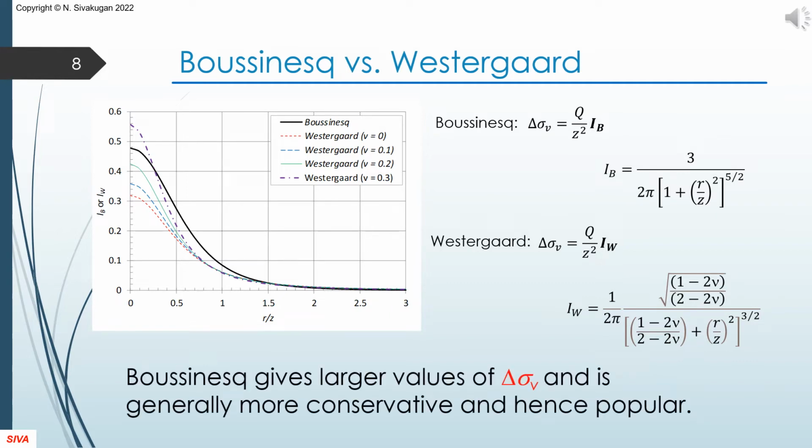Let's compare the stress increases computed by Boussinesq and Westergaard expressions. We can see that generally, Boussinesq gives higher values than Westergaard. Thus, Boussinesq is more conservative and hence popular.